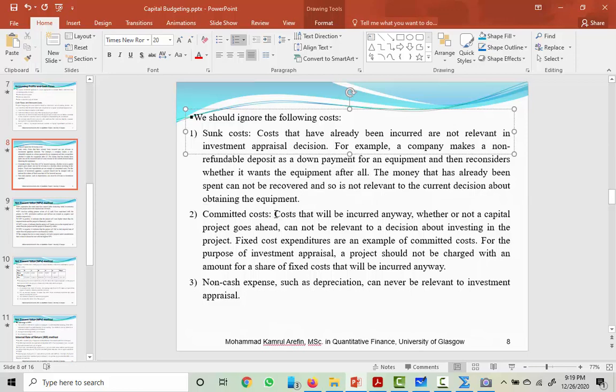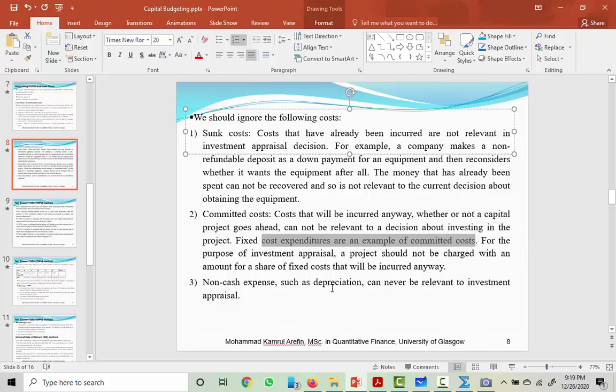Committed costs. Costs that will be incurred anyway, whether or not a capital project goes ahead. So that means committed costs are costs that will be incurred anyway, whether or not a capital project goes ahead. So this committed cost cannot be relevant to a decision about investing in the project. So fixed cost expenditures are an example of committed cost.